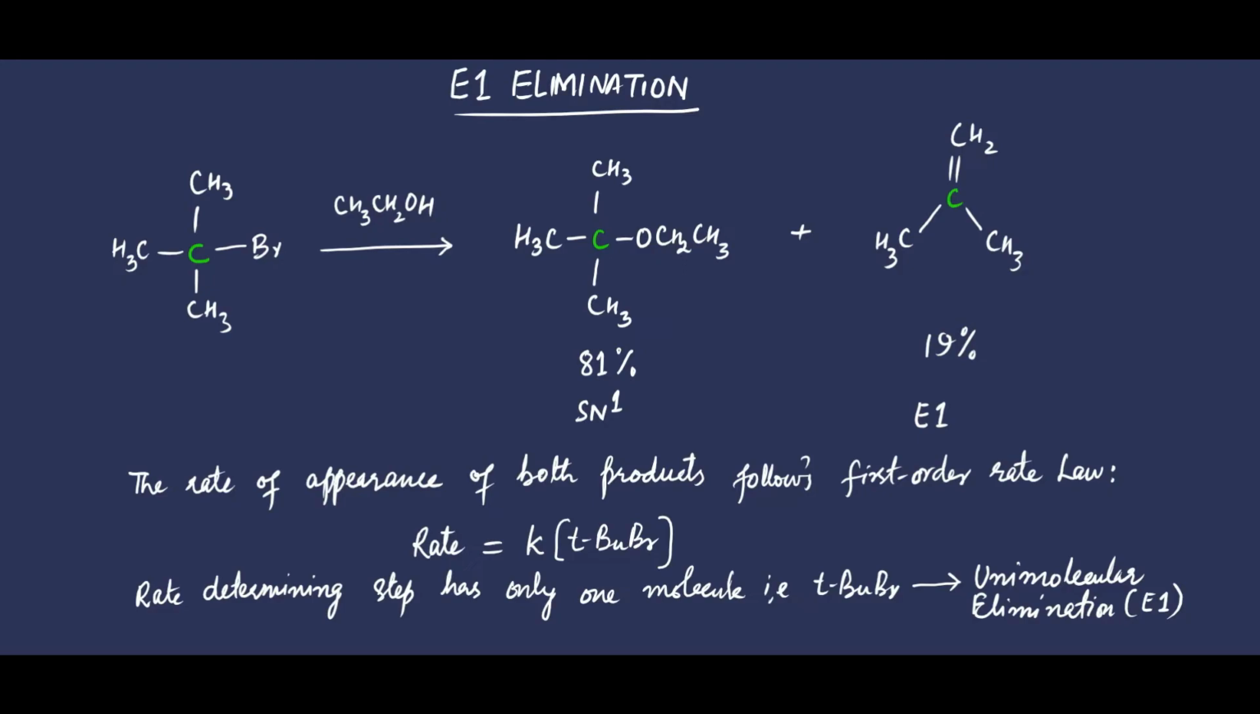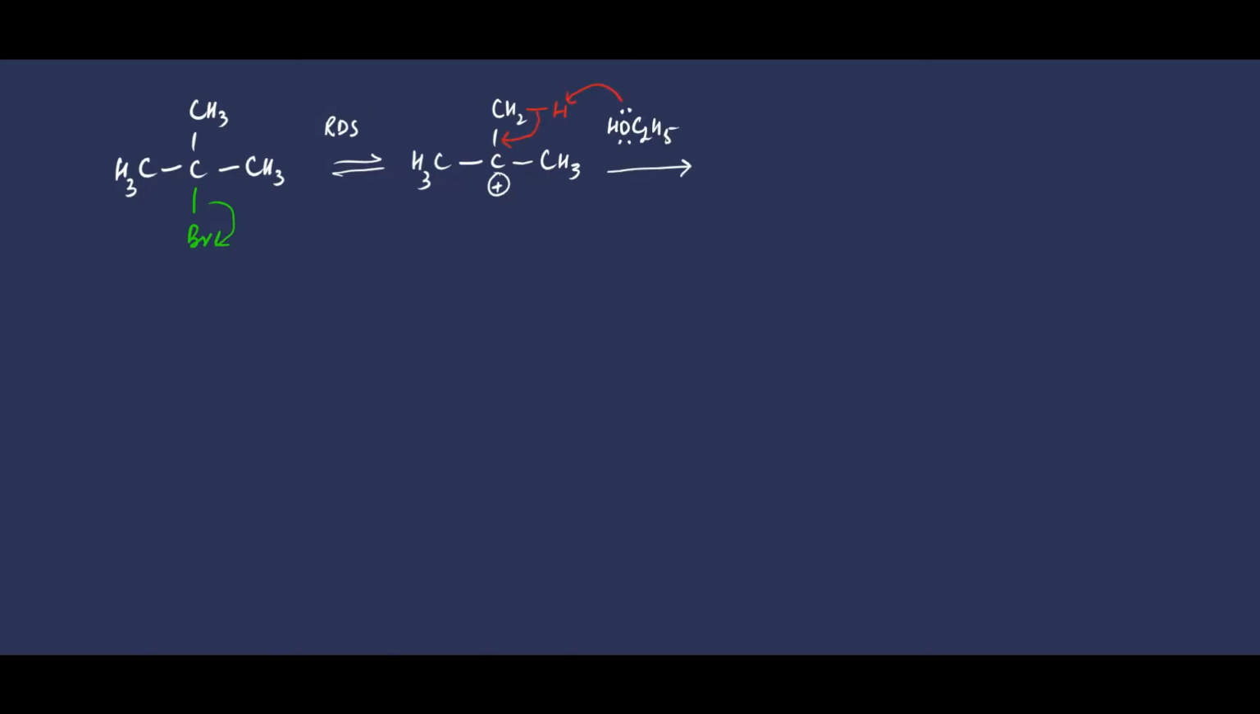To understand the formation of both SN1 and E1 products, consider the substrate tertiary butyl bromide. The first step for both substitution and elimination is the formation of the carbocation by removal of the bromide anion leaving group. This is the rate-determining step for both substitution and elimination. In the case of elimination, the weak base abstracts the beta hydrogen to form an alkene. Of course, as shown earlier, it makes 19% of the product mixture. This is E1, because the rate-determining step has only one molecule, which is the substrate.